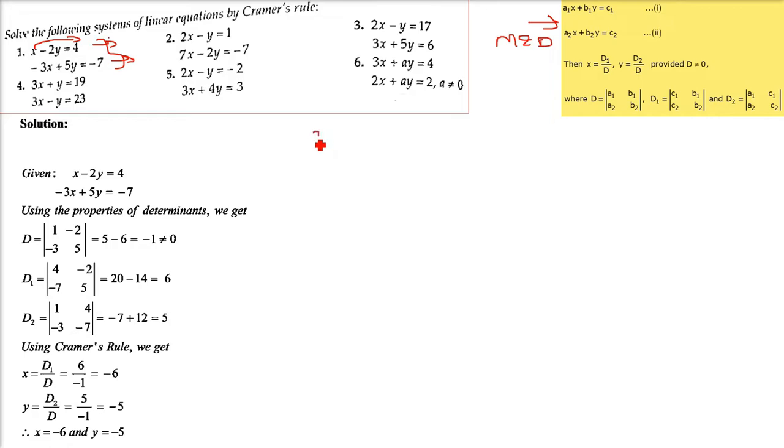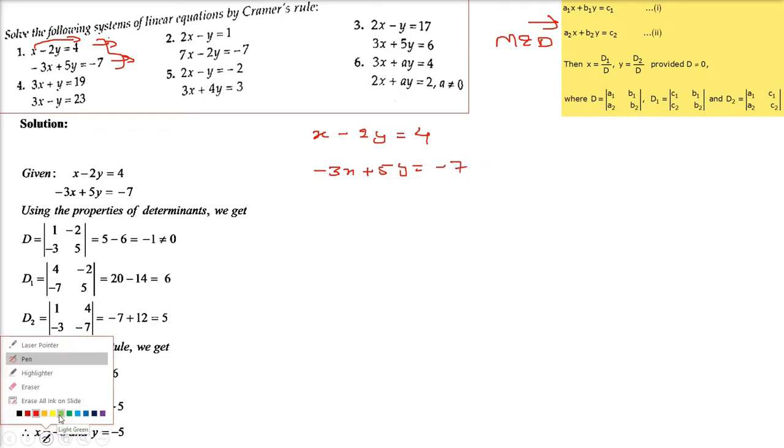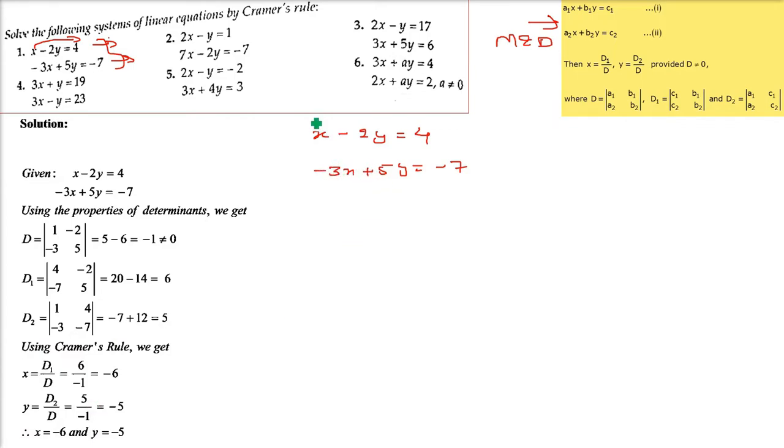So you have x minus 2y equals 4. I am telling you the first one. The second equation is minus 3x plus 5y equals 7. Now, let us compare with the normal linear equations: a1x plus b1y equals c1, and a2x plus b2y equals c2. Just compare: a1 is 1, a2 is minus 3, b1 is minus 2, b2 is 5.